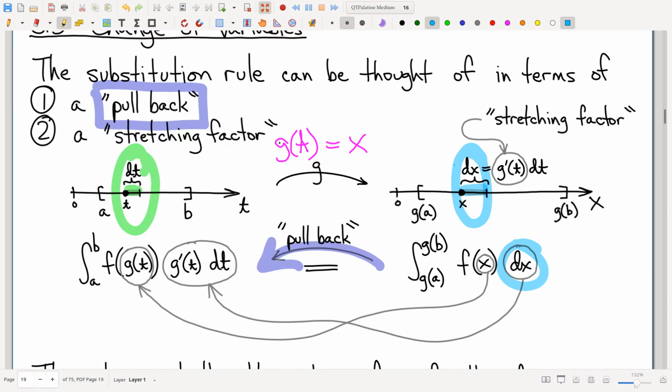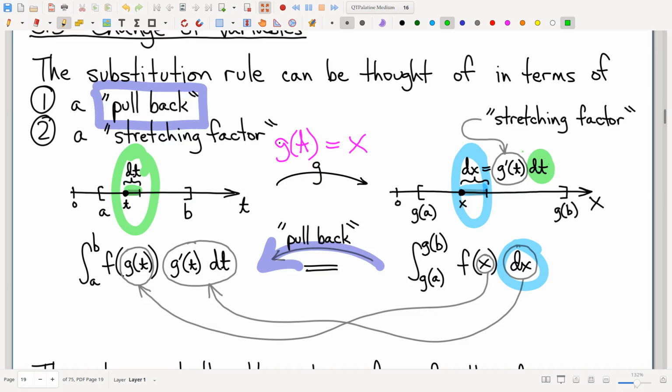It all depends on the nature of this g. G could be any function. It could be all kinds of weird, right? Who knows? And likewise, this dt is not the same size as this dx. Okay, so how are they different? And what I'm going to claim is that there is a factor. dx is always some factor times dt.